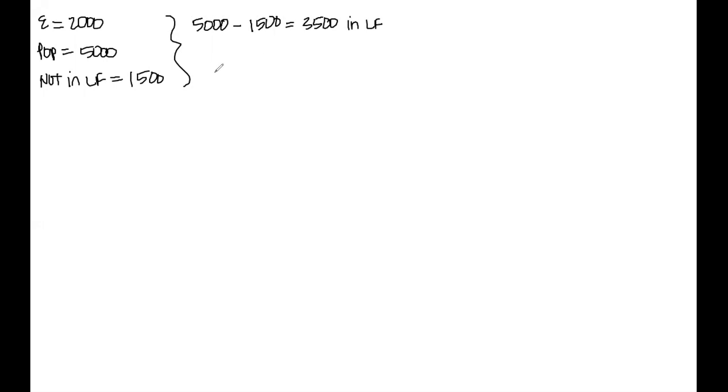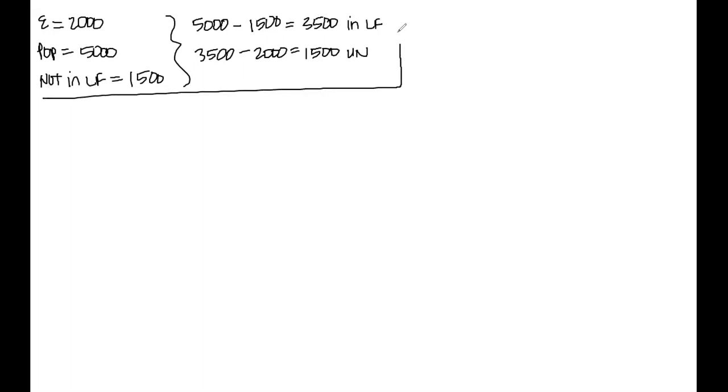And then we can also figure out the amount of people unemployed from this information. Like I said, the labor force consists of the employed and unemployed. So we can now take this new value for the labor force, subtract the employed, which is 2,000, to get the amount of people unemployed. And that is the two pieces of information you need to start off this problem that were not given. So now we can look at this table of flows.